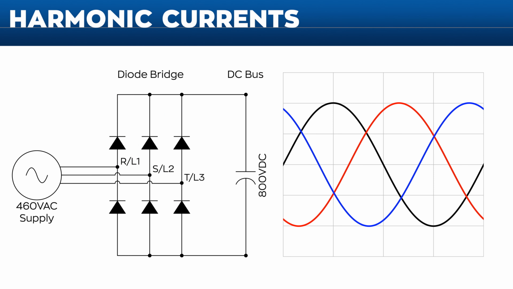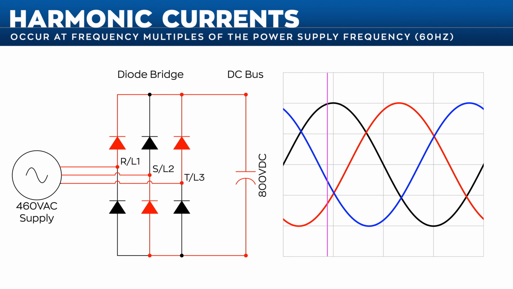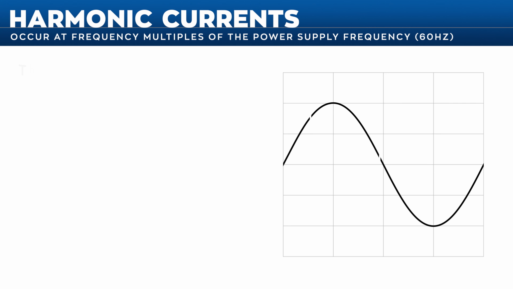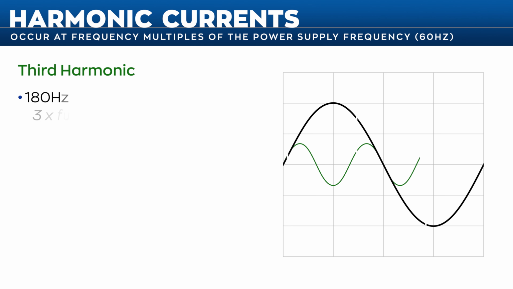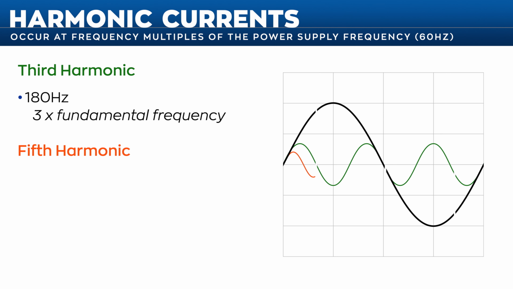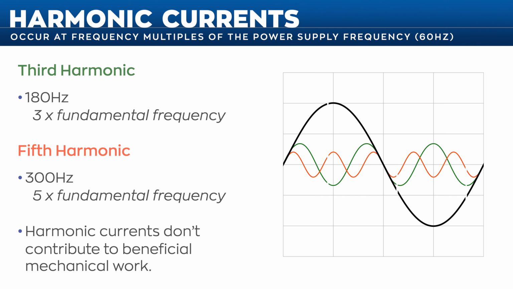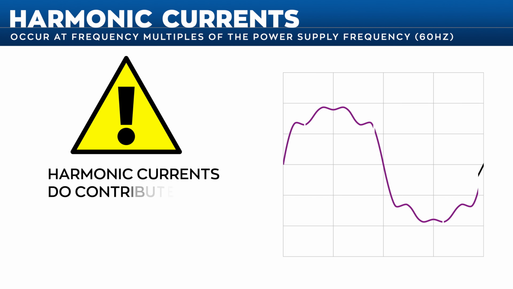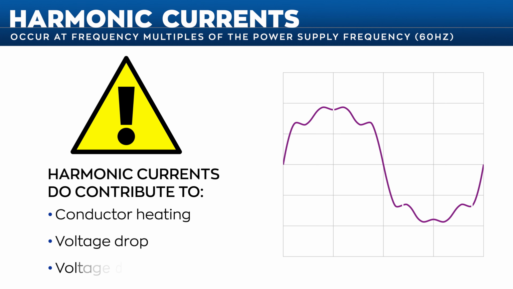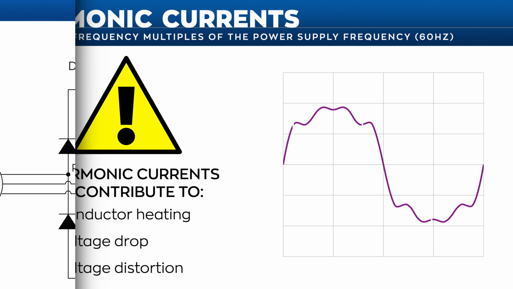Harmonic currents are created by the nonlinear switching of the diode bridge and occur at frequency multiples of the power supply frequency. The third harmonic of a 60 Hz system is 180 Hz. That's 3 times the fundamental frequency. The fifth harmonic is 5 times the fundamental, or 300 Hz. And harmonic currents don't contribute to beneficial mechanical work. We need to be cautious of harmonic currents because they do contribute to conductor heating, voltage drop, and voltage distortion that can adversely impact other equipment on the power system.